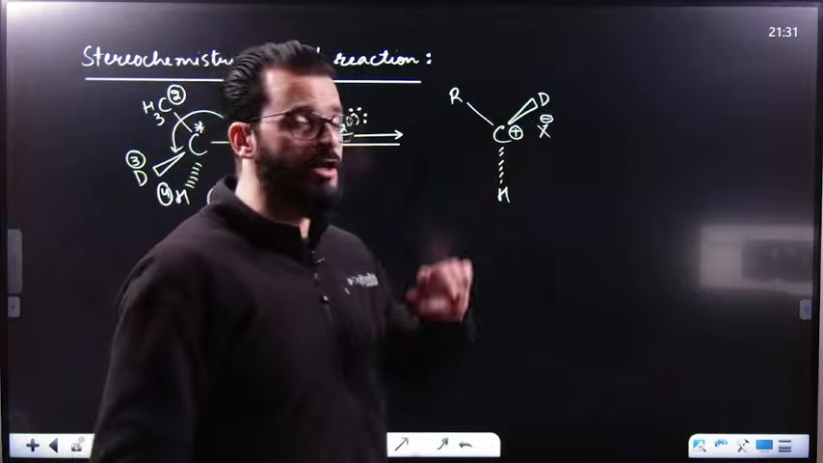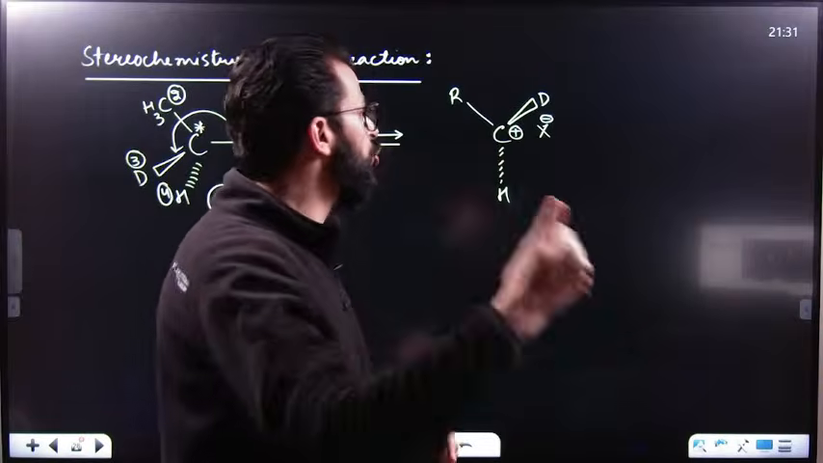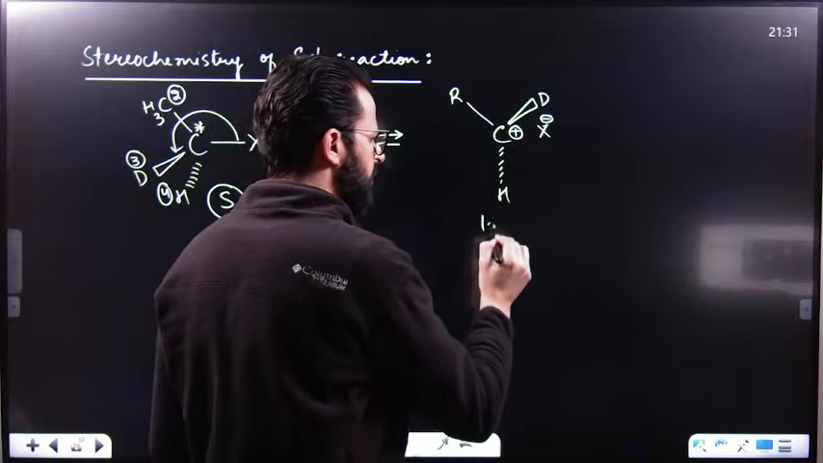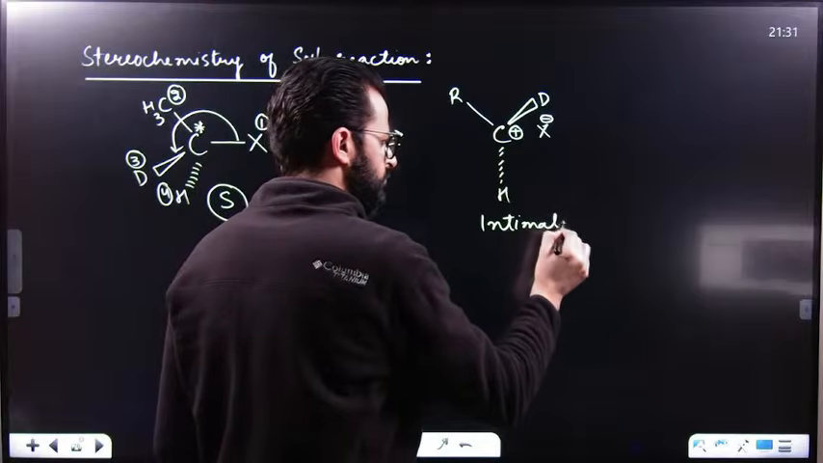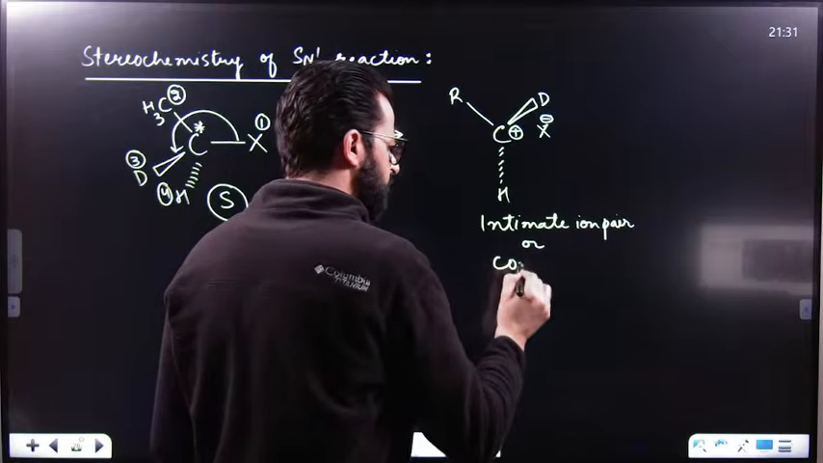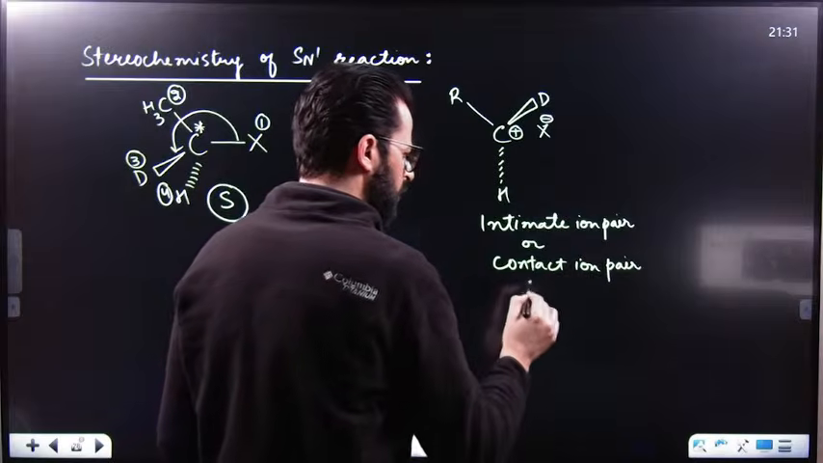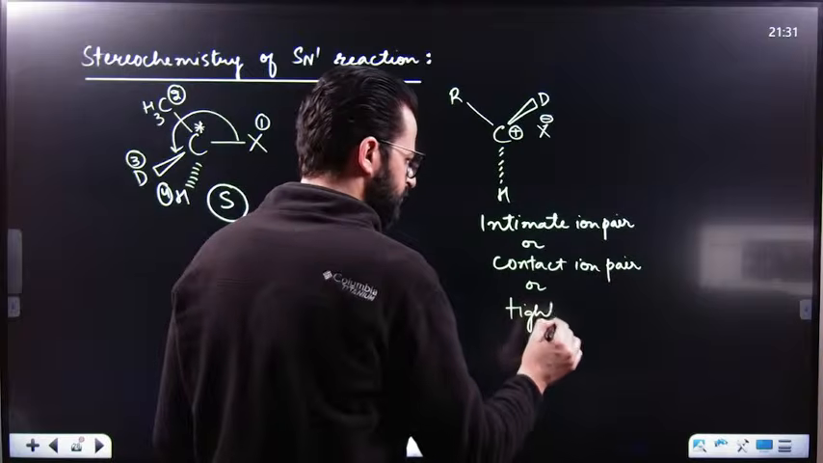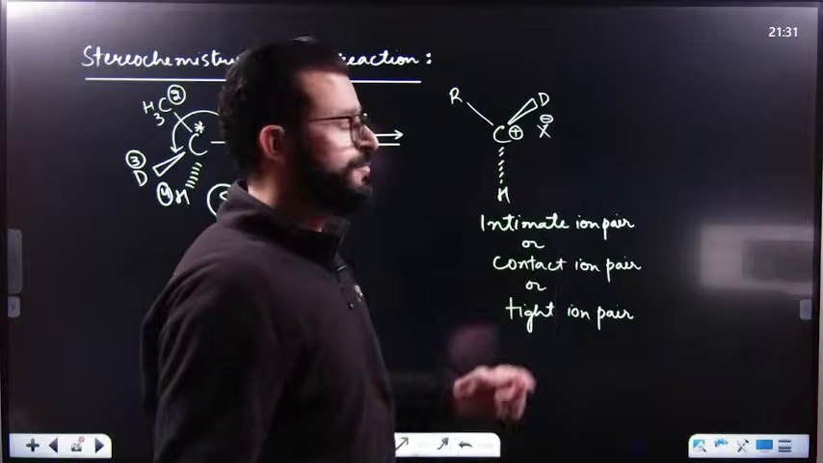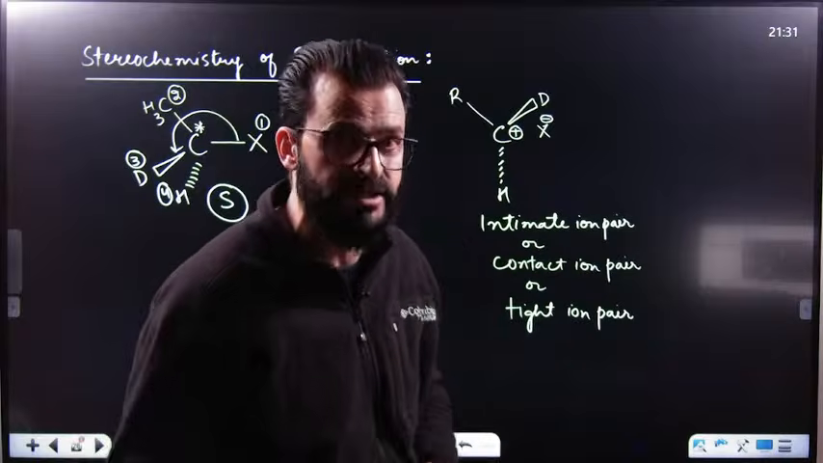But this leaving group, because of attraction with positive charge, is in close proximity with this cation. That's why these ion pairs are known as intimate ion pair or contact ion pair or tight ion pair. Basically, positive and negative charged species are there. That means these are very close. This ion pair is not separated by solvents yet.